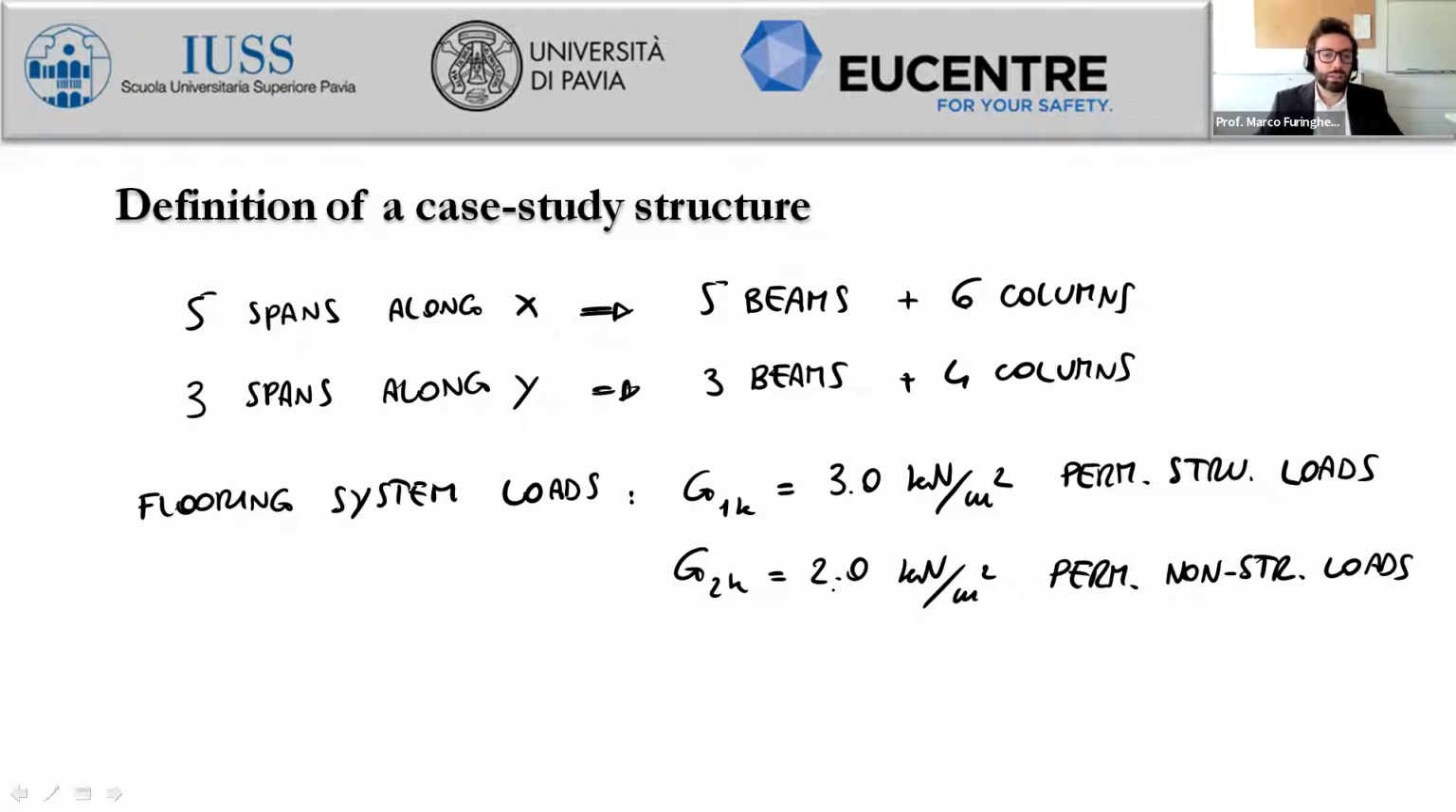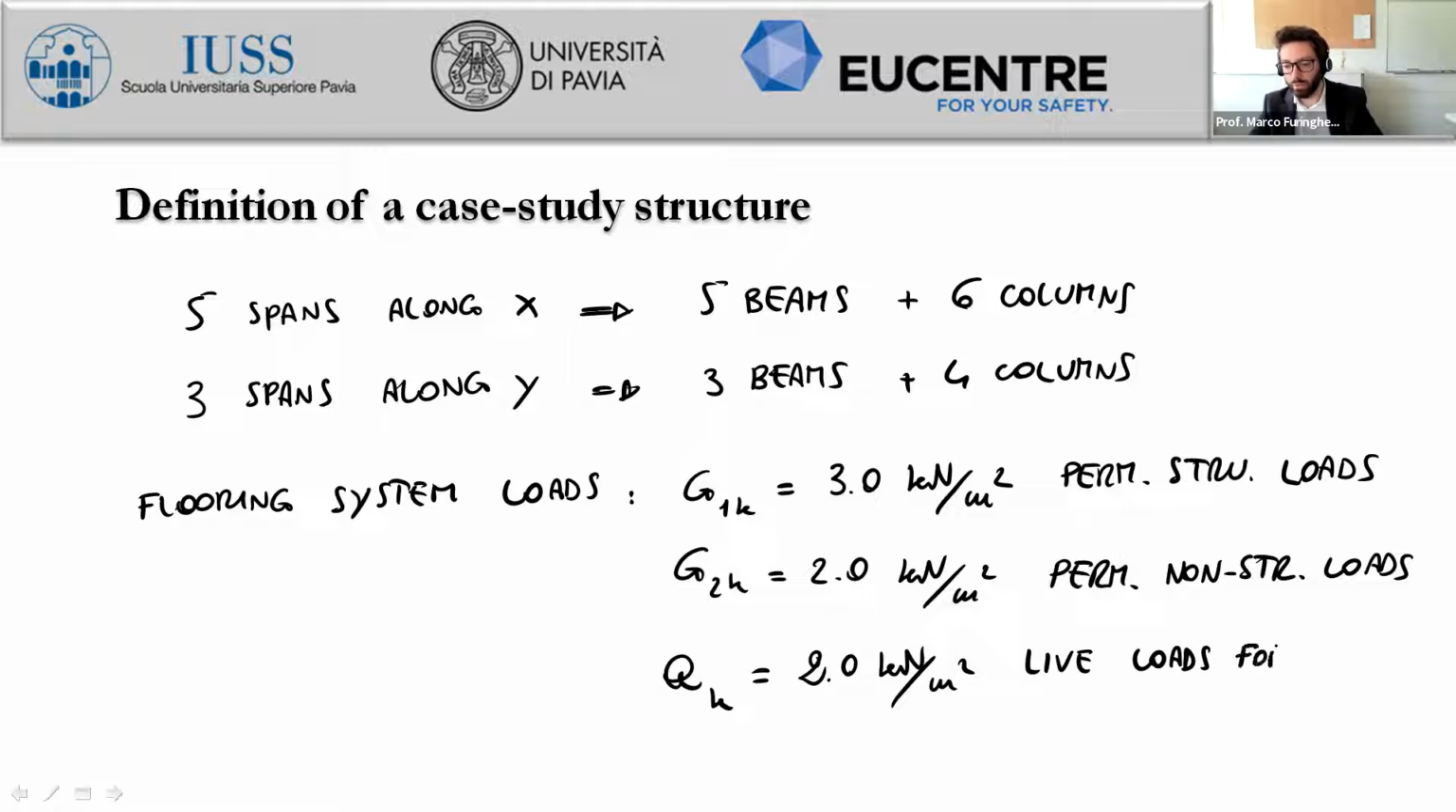And let's consider some live loads. Depending on the typology of the building, let's consider ordinary buildings, houses, residential buildings. So we will consider live loads, Q characteristic value, directly equal to 2.0 kilonewton over square meters, as ruled by the Italian building code. So these are live loads for residential buildings.